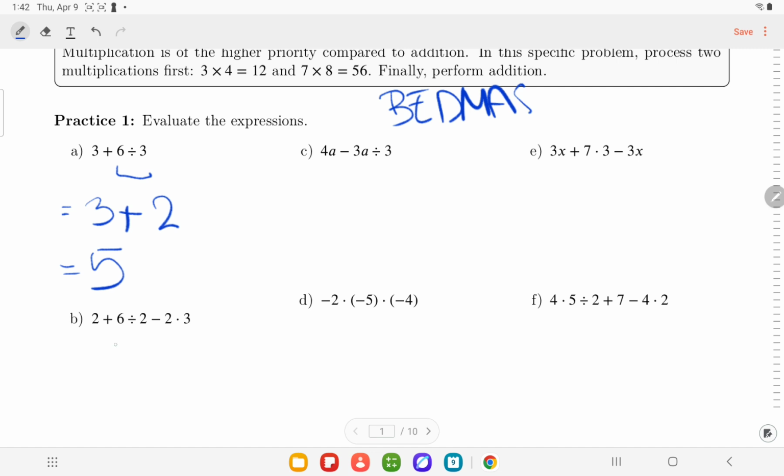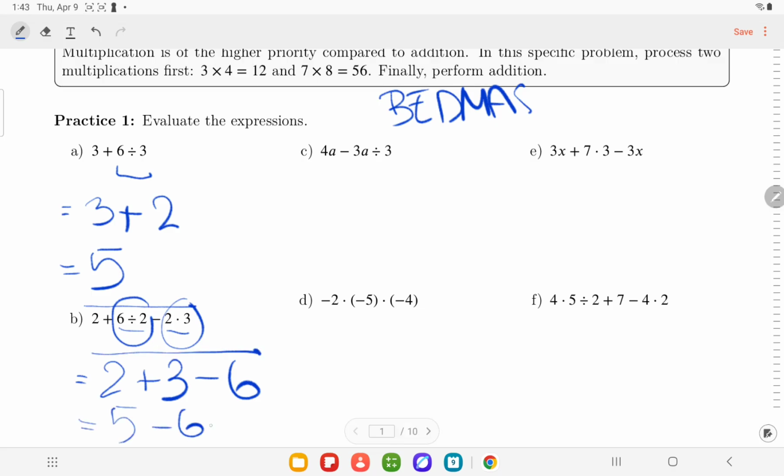B is a little bit trickier. We have both division and multiplication here. So we're going to go from left to right, but we're going to make sure we do these two first. So we end up with 2 plus 3 minus 6. And then since we have addition and subtraction and they both have the same priority, we're going to go left to right once again. So we're going to end up with 5 minus 6, which is negative 1.